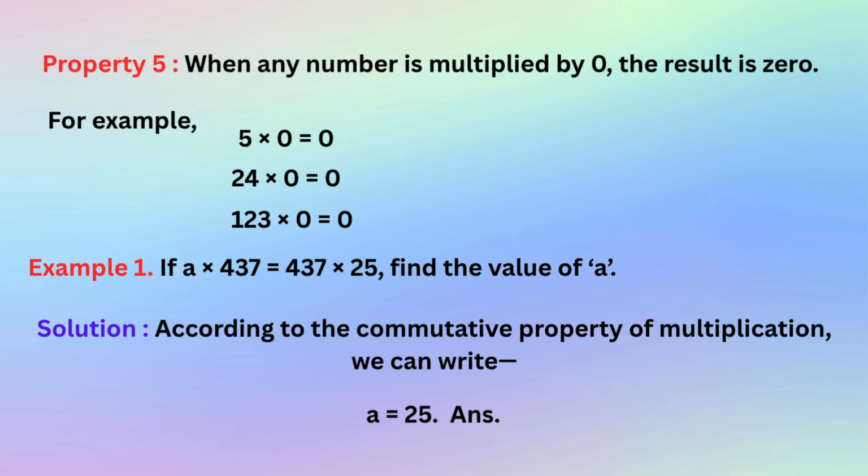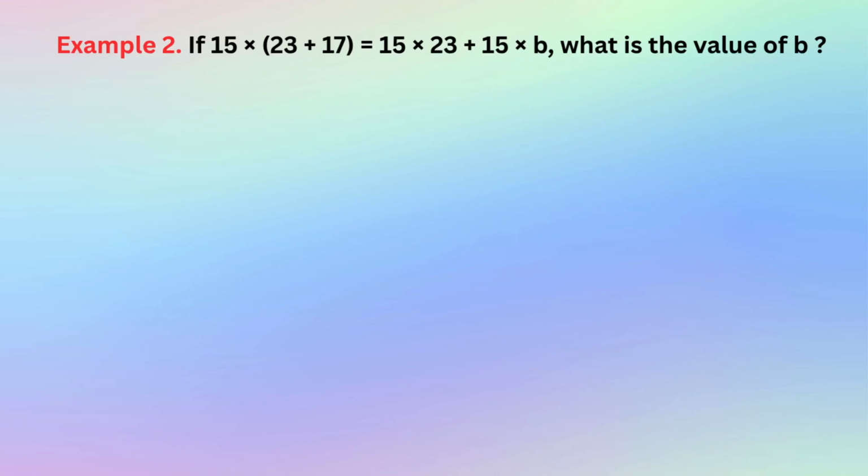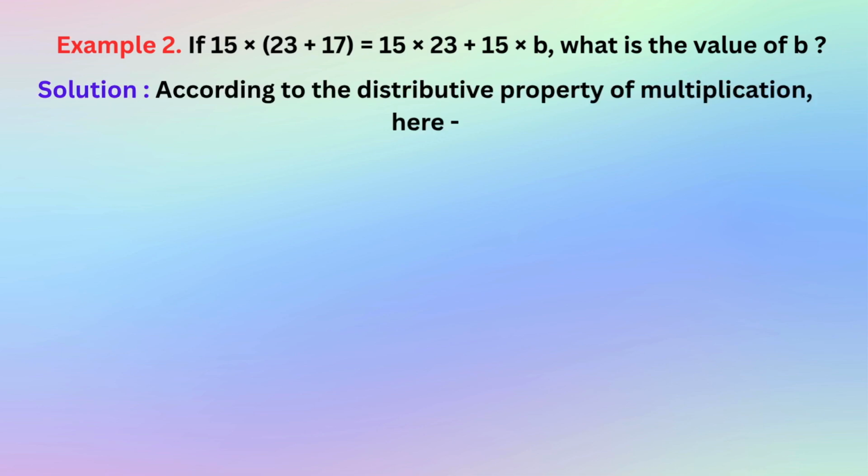Example 1. If a times 437 equals 437 times 25, find the value of a. Solution. According to the commutative property of multiplication, we can write a equals 25. Example 2. If 15 times (23 plus 17) equals 15 times 23 plus 15 times b, what is the value of b? Solution. According to the distributive property of multiplication, here, b equals 17.